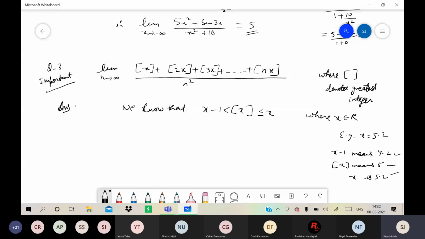However, if I take x as an integer, let's say 6 or 5 only, in that case equality will hold here. Now actually equality is not important. Here inequality is important. The whole question depends on inequality. Now the question is how to use it further.